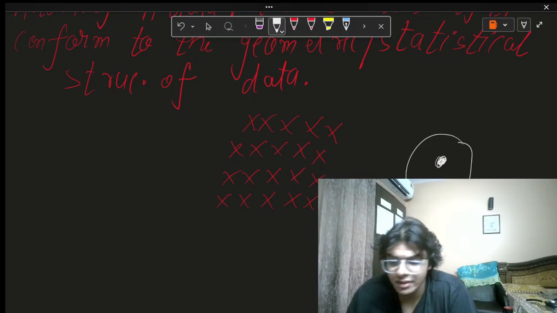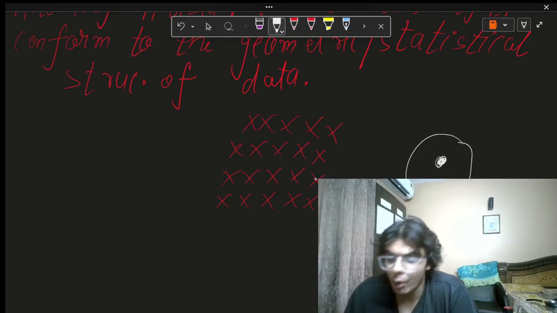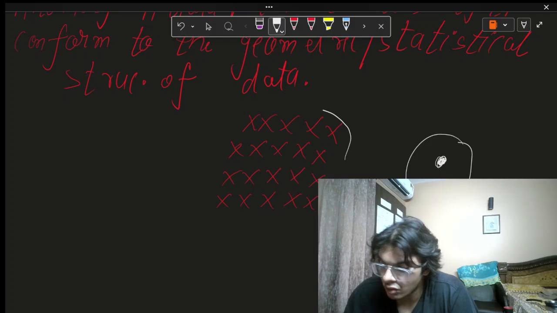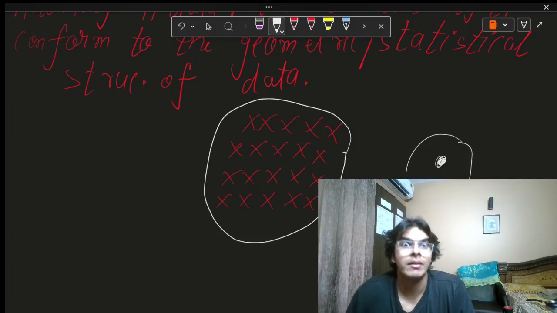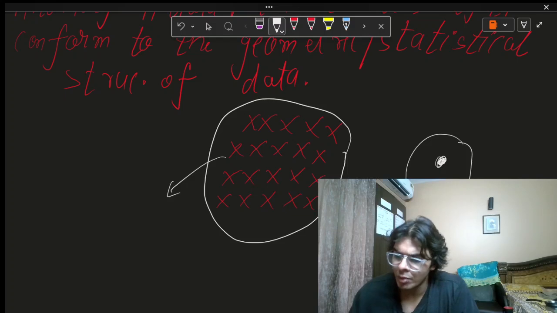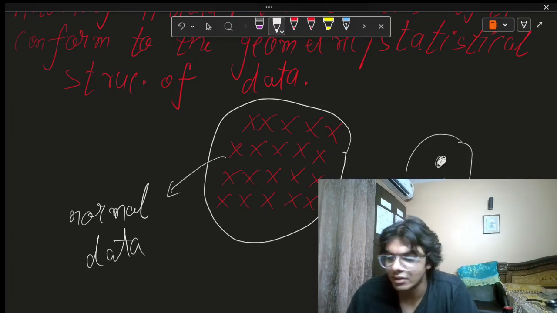Why is that? Because we can see the majority of the points, most of the points, these red crosses, are clustered together in one place. They are all close to each other. They are all concentrated in one place. They are part of a dense cluster. So this is basically the normal data. This is basically how this data is supposed to be. This is any type of data. It can be anything. These values can be anything. This is just an example.